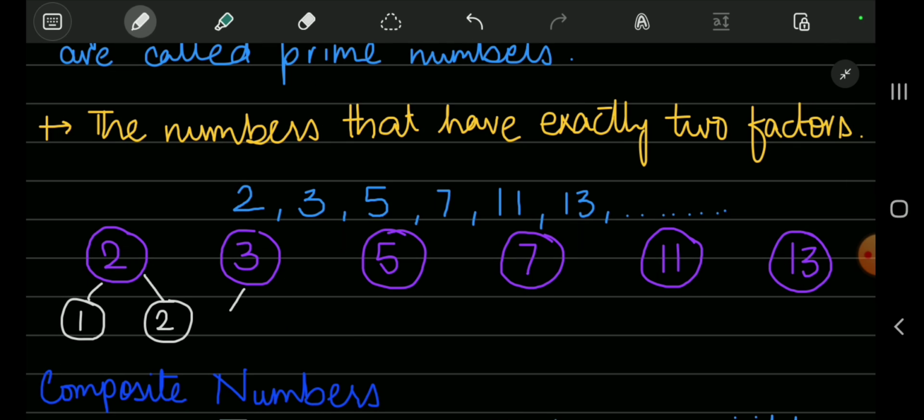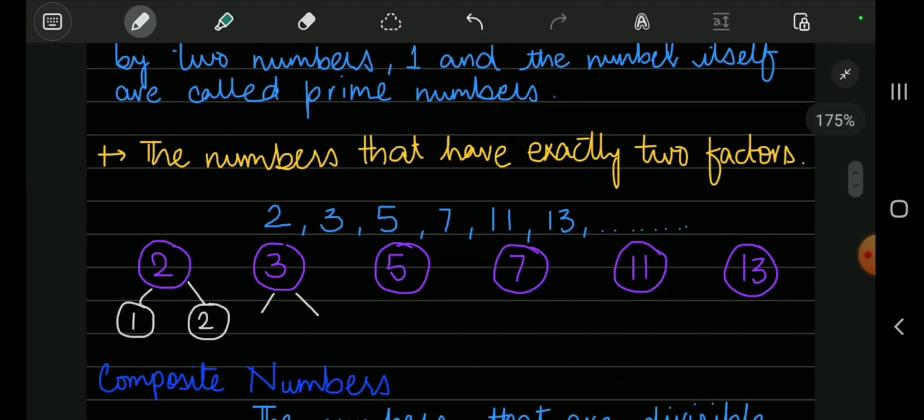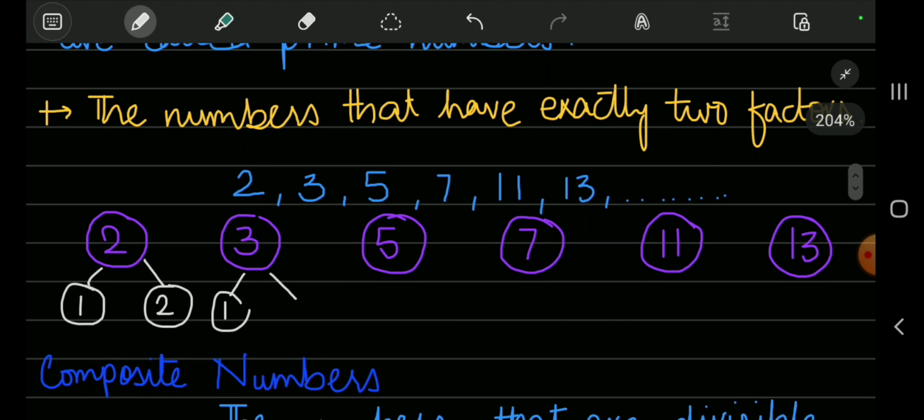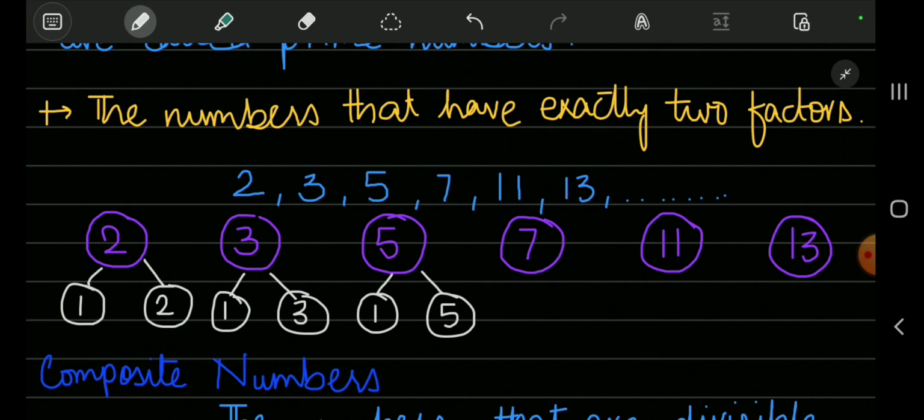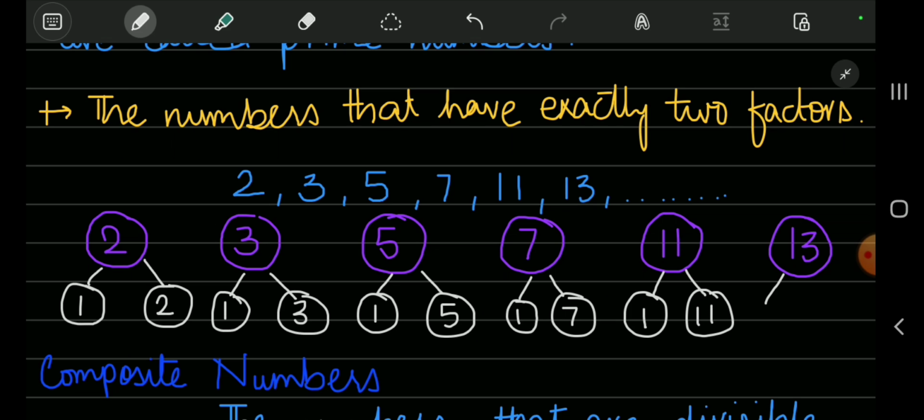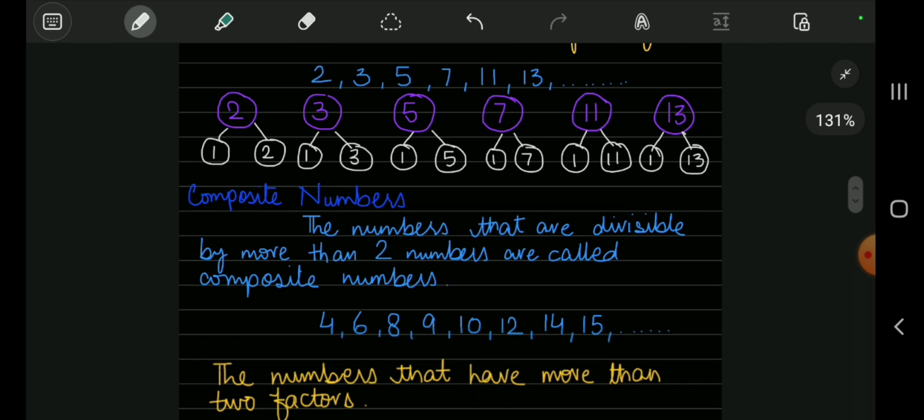3 is a prime number. Why? Because it has exactly 2 factors, the number itself and 1. So 5 also has just 1 and 5 as its factors. 7 also has just 1 and 7 as its factors. 11 also has 1 and 11. So any number that just has 1 and itself as its factors, or is only divisible by these two, is called a prime number.